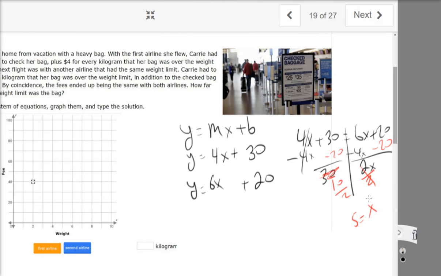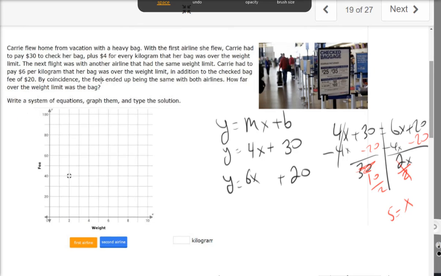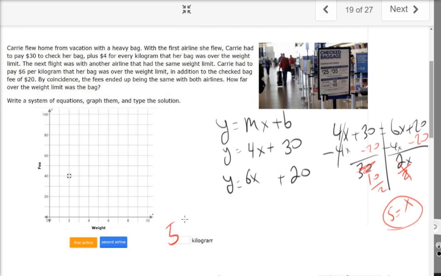So Carrie's bag was 5 kilograms heavy, and that's what we were being asked. By coincidence, the fees ended up being the same. How far over the weight limit was the bag? It was 5 kilograms over the weight limit. This is number 19.